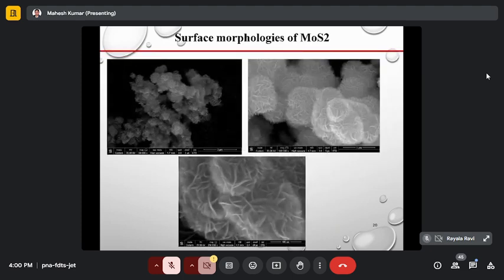Next, how is the surface morphology? We have done electron microscopy, SEM images, and you can see these are very nice MoS2 flakes. If you are making any type of sensor, the reaction is a surface phenomenon. If you have more surface, more ions will be sensed. Here, as compared to a single layer, these flakes can absorb more heavy metal ions, and if you have more heavy metal ions we get more change in the current.